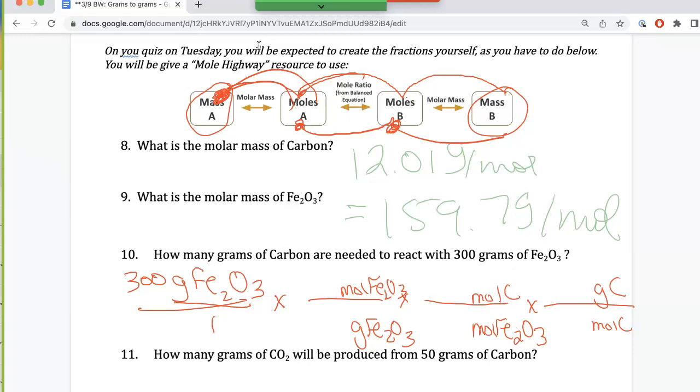So anytime I'm going from mass to moles, I look at that molar mass, and I know from above the molar mass of iron oxide is 159.7 grams of iron oxide in 1 mole of it. Next, I need to look at the balanced equation from the front side of the Bell worksheet.